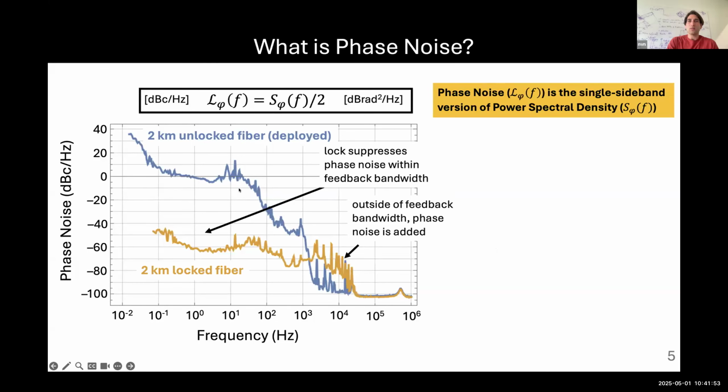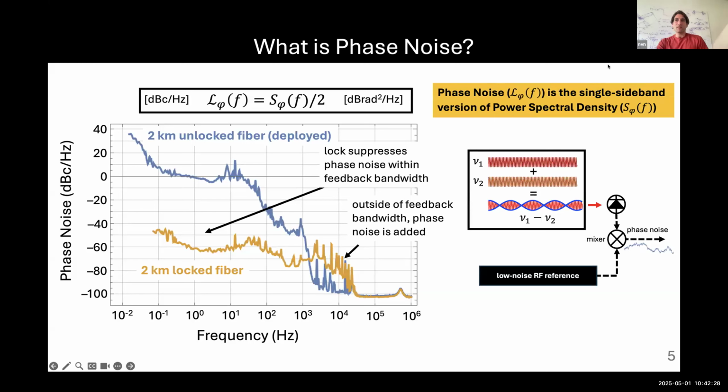But what we can do is measure this phase noise and feed back to cancel it away. And what you can see with the orange curve is that we can do several orders of magnitude of phase suppression within the bandwidth of whatever actuator we're using to feed back and cancel this phase noise. But importantly, we're always adding a little bit of noise at higher frequencies that's outside of the bandwidth. Typically, this is a sacrifice that's well worth making.